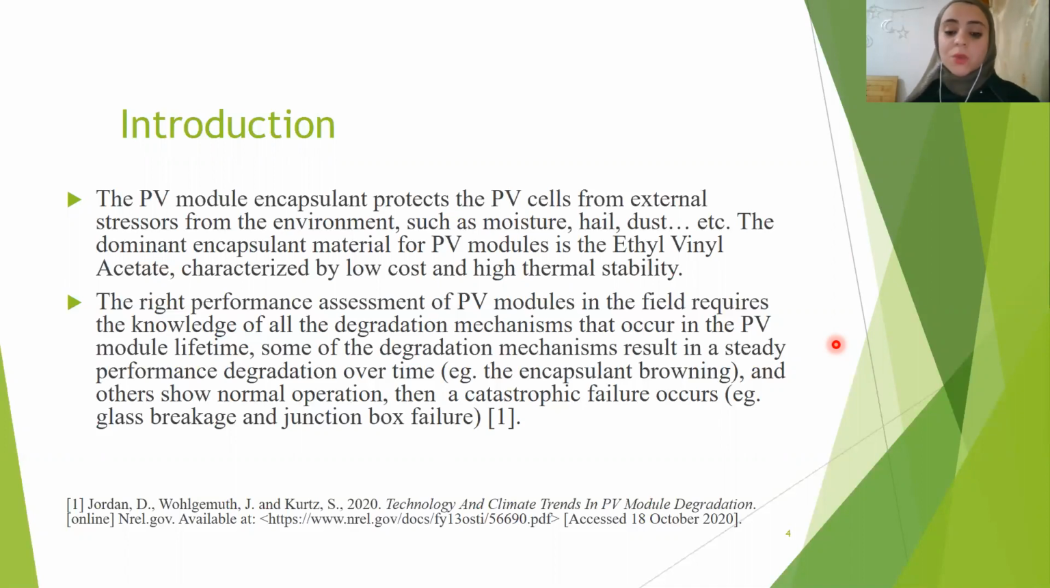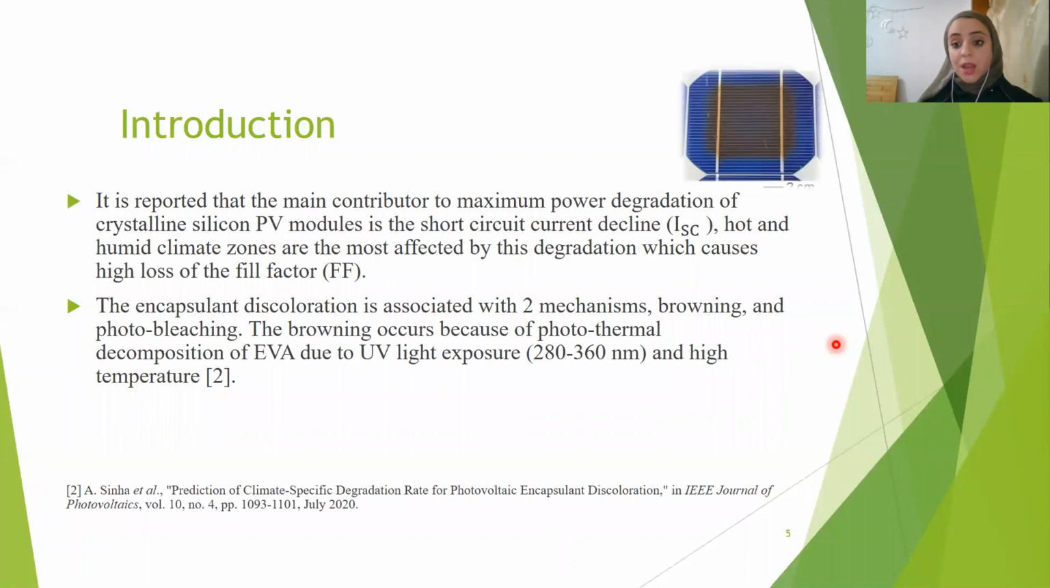There are some mechanisms which cause steady power degradation over time, such as the encapsulant browning, and there are others which cause catastrophic failure, such as glass breakage or junction box failure. It is reported that the main contributor to the maximum power degradation of crystalline silicon PV modules is the short circuit current decline, which is associated with encapsulant browning, and the regions most affected by this degradation are the hot and humid climate regions. The encapsulant discoloration is associated with two mechanisms.